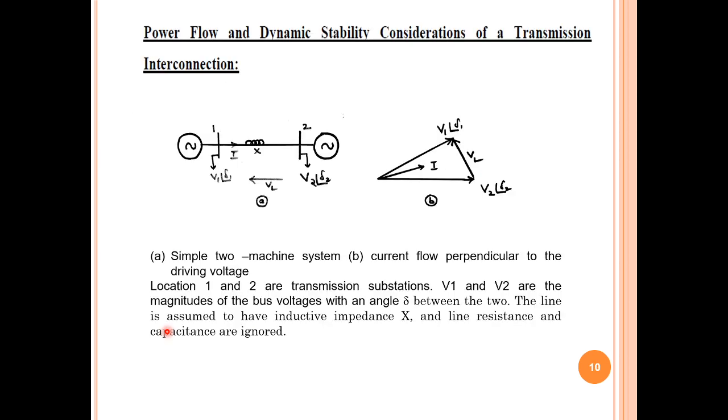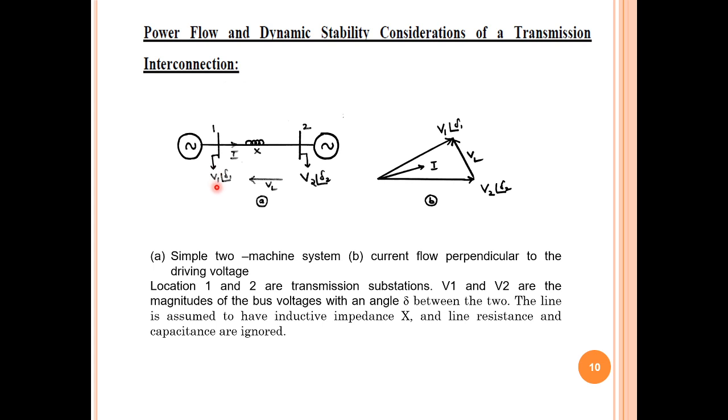Next. The next one here: power flow and dynamic stability considerations of a transmission interconnection. I know what is meant by transmission interconnection, but now I'd like to go into dynamic stability considerations. Just one diagram is there. It's a simple two machine system. One bus, second bus. In between, reactance X will be there, and the current carried across is I.